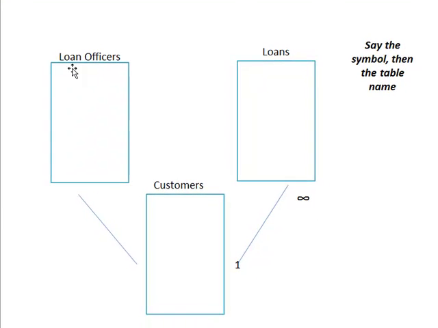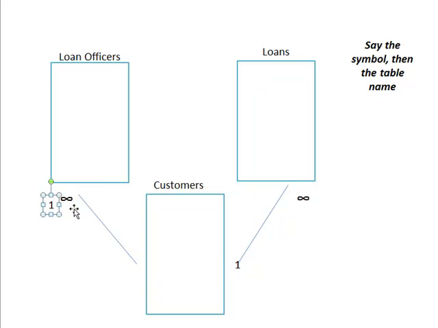Let's try to figure out this relationship here. I'm going to copy the many sign over here and copy the 1 sign, and let's try saying this relationship backward and forward. Many loan officers will have 1 customer assigned to them. That doesn't sound right. 1 customer will be assigned to many loan officers. No, it just doesn't sound good that way.